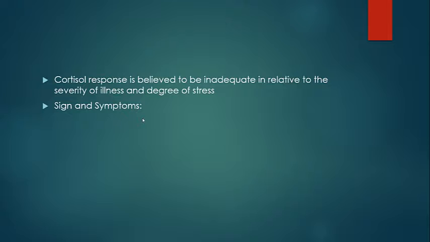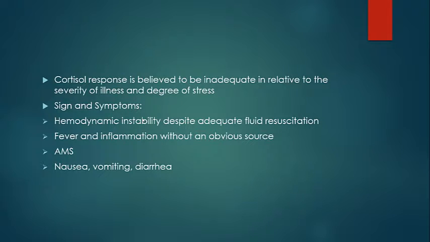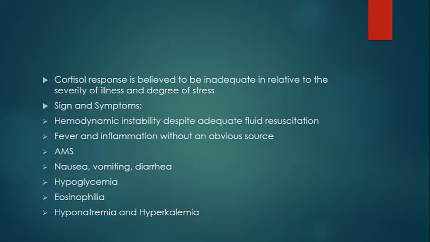If it's very severe, it might be very high, or it might be very low. We still don't know yet. But given this variety of the response to the cortisol, the signs and symptoms become different. Just to look at it, it ranges from hemodynamic instability, fever, inflammation without any obvious source, altered mental status or neurological manifestation, nausea, vomiting, diarrhea, hypoglycemia or normal glycemia as well, eosinophilia, which we don't see very often, sometimes we can miss it, or even hyponatremia and hyperkalemia.